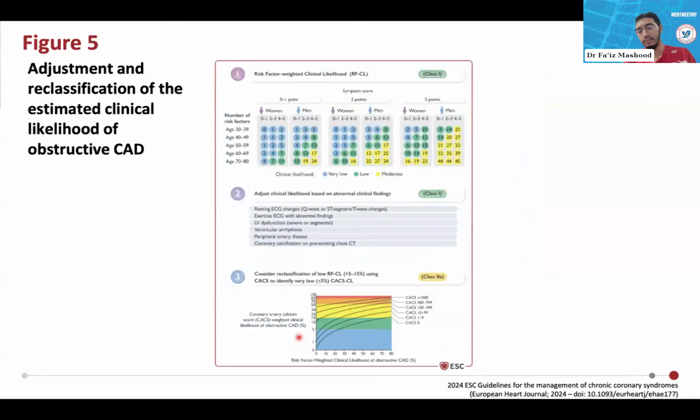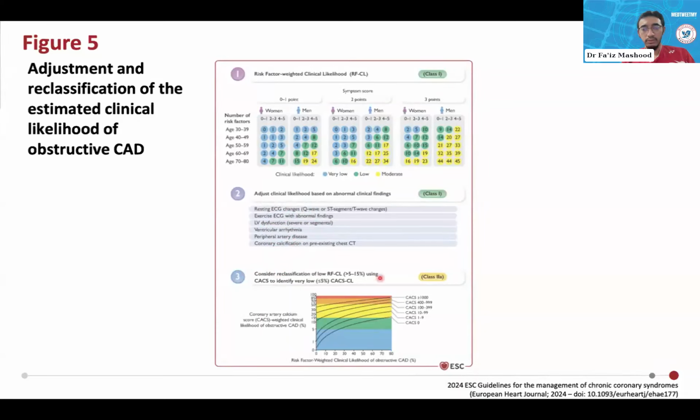But keep in mind, this RFCL model, they have modifier. You see number 2 here. So if, let's say, any of the modifier is positive, it can either increase the risk from low to either moderate or even high, or from low to very low. So we need to do an ECG on our lady here and check whether we are dealing with any ST-T or Q wave changes. Is there any evidence of ventricular arrhythmia? Or from the echo, any evidence of left ventricular dysfunction? Or she has concomitant peripheral artery disease.